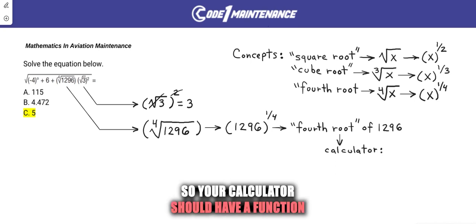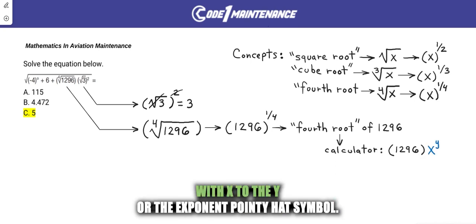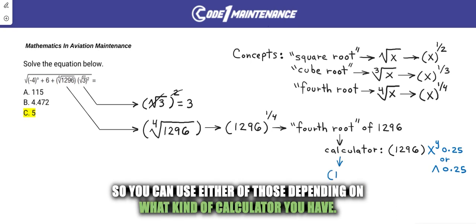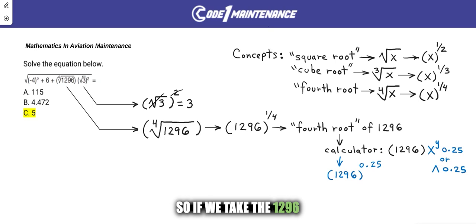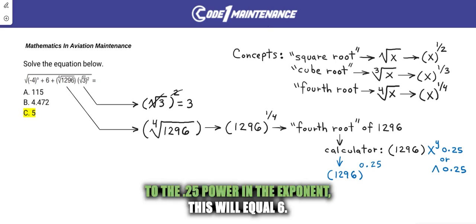So your calculator should have a function with x to the y or the exponent pointy arrow symbol. So you can use either of those depending on what kind of calculator you have. So if we take the 1296 to the 0.25 power in the exponent, this will equal 6.